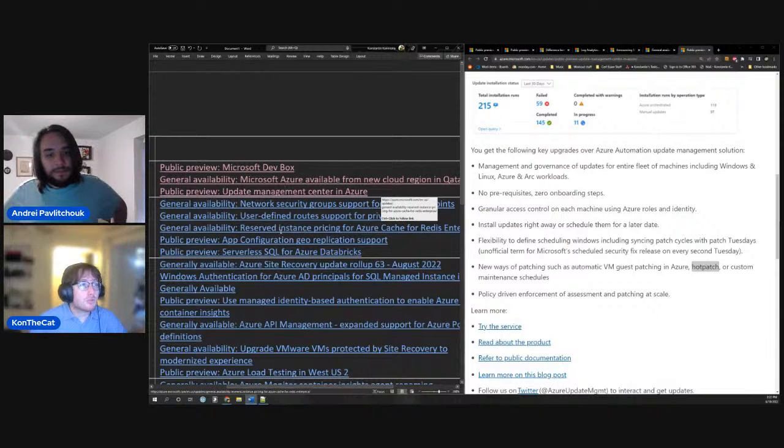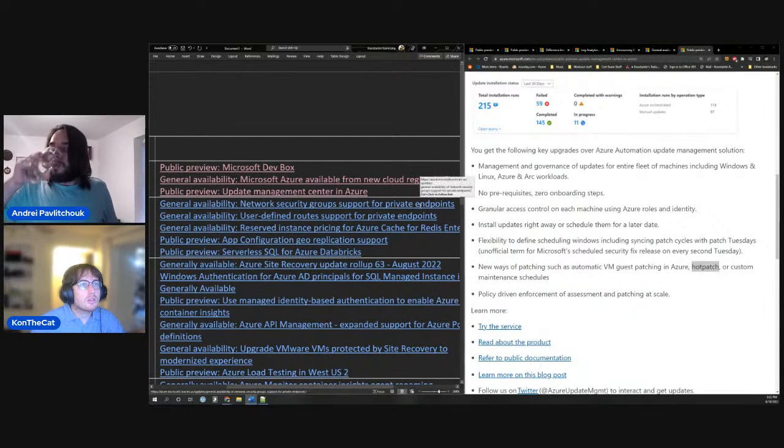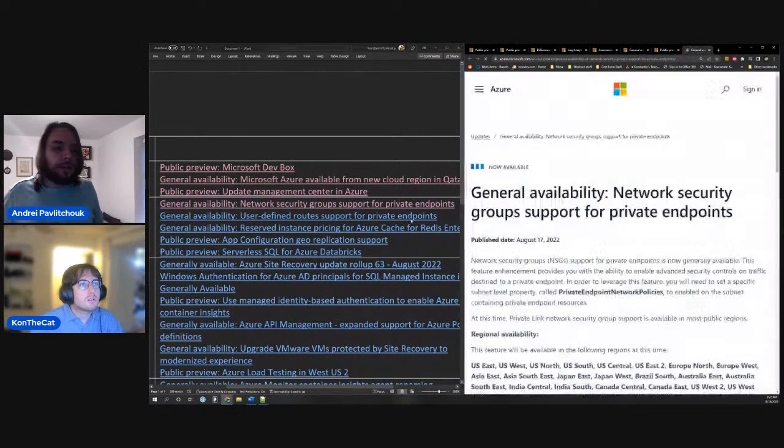I put reserved instance pricing for Azure Cache just because it's reserved instance pricing, and I think any kind of pricing improvements are good. Do we go through them one by one? Sure. So these two are kind of together. So this one and this one.